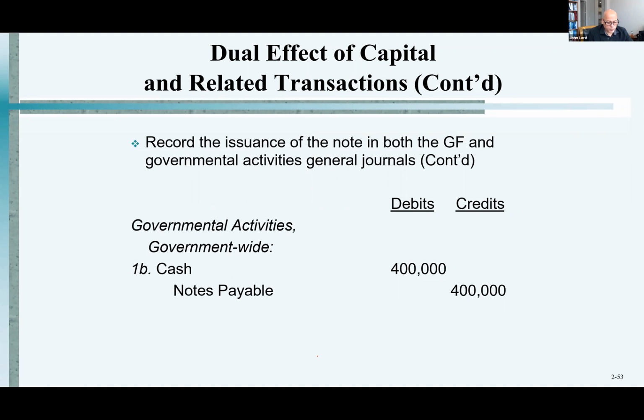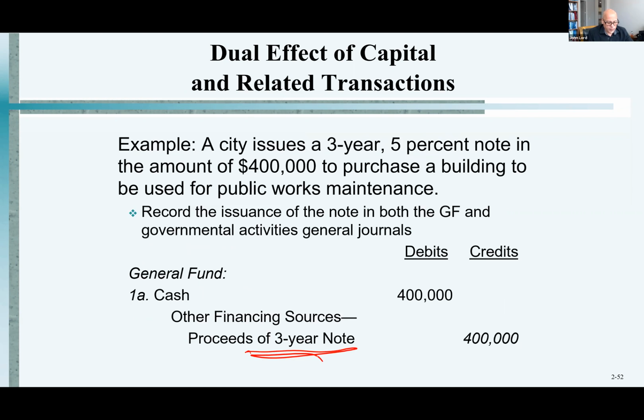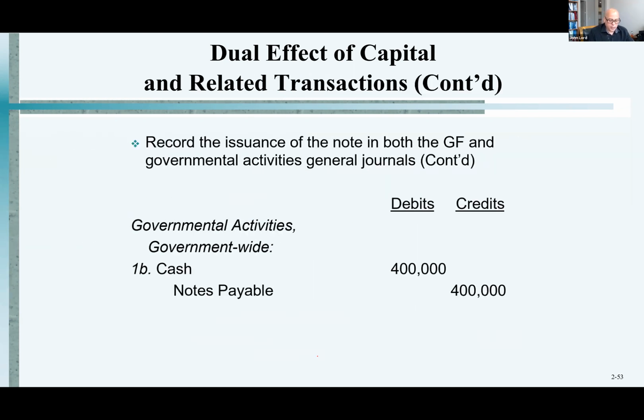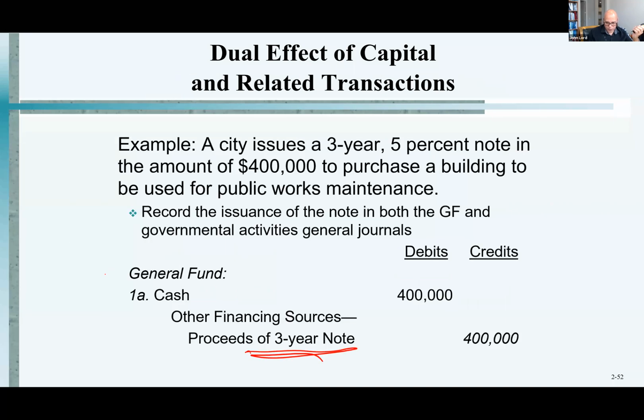Question? Again, you make the journal entries at this level and then you convert, making a journal entry to convert the fund level to the government-wide level. But there could be instances where I'll give you a question and I'll say, to record this in the government-wide statements, what would be the journal entry? This would be the answer. To report this in the fund financial statements, say the general fund, this would be the answer.